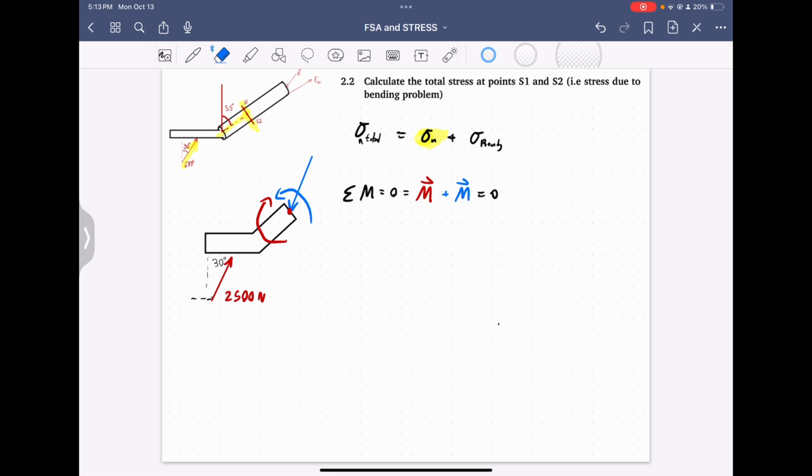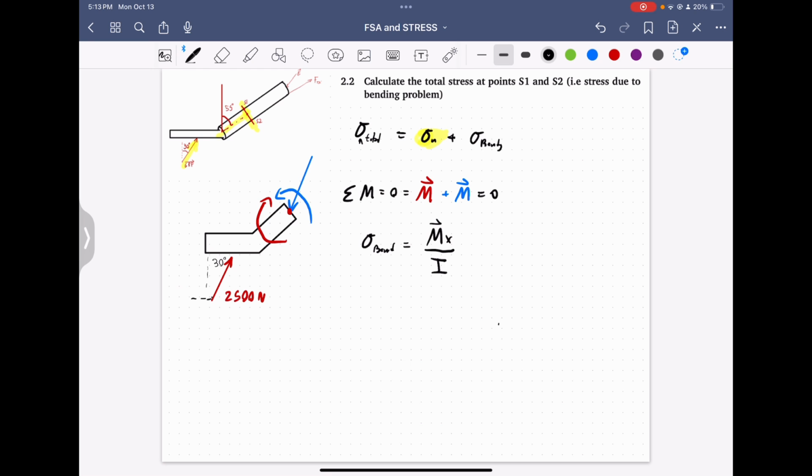But I actually don't know the moment, so we are going to calculate that moment first, because we know that stress due to bending equals Mx over I. And I will go through x and I in a second and give some insight that you might not need to know but might be nice. So don't stress on that. But let's calculate that moment first.